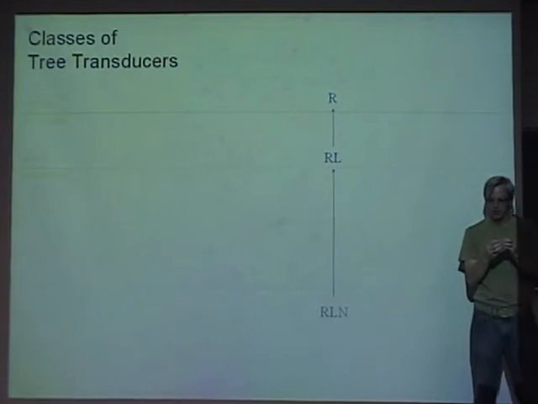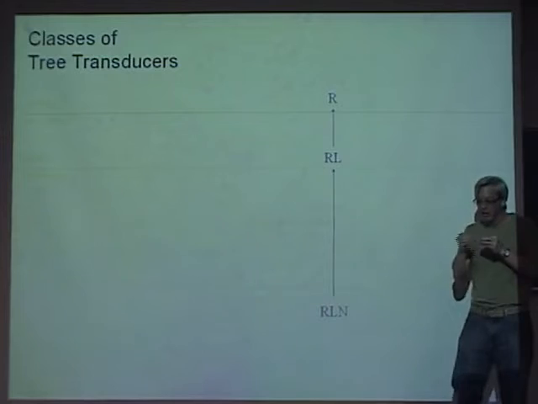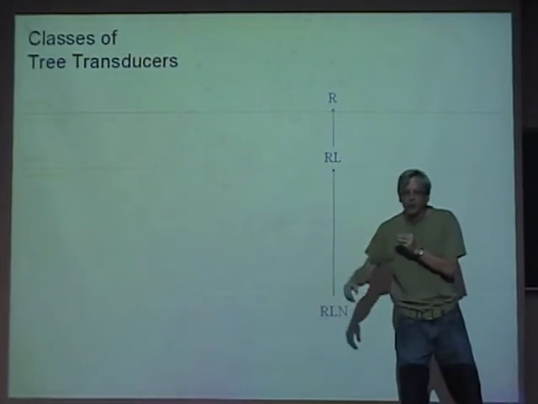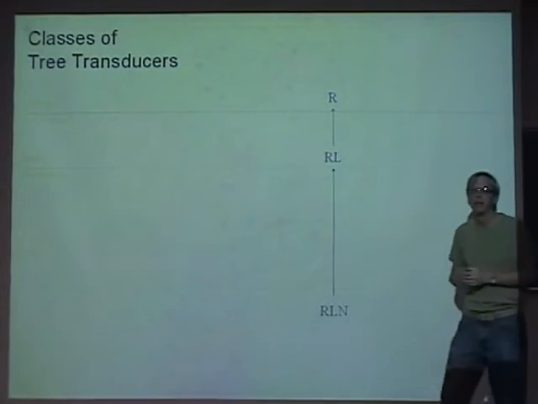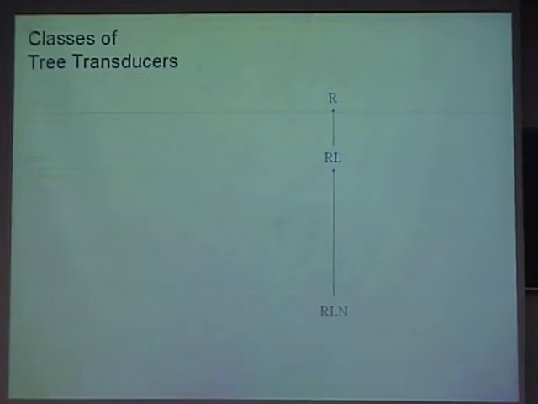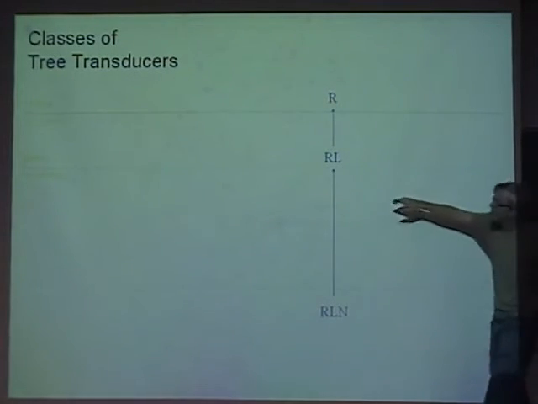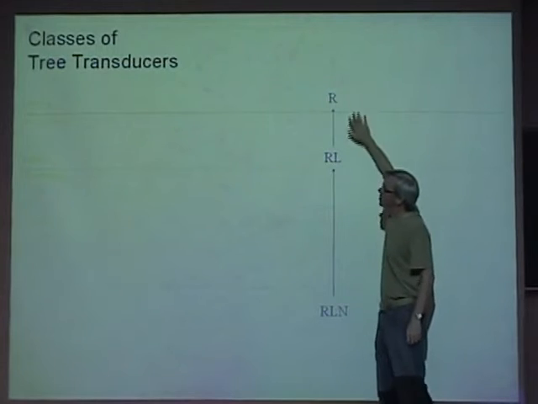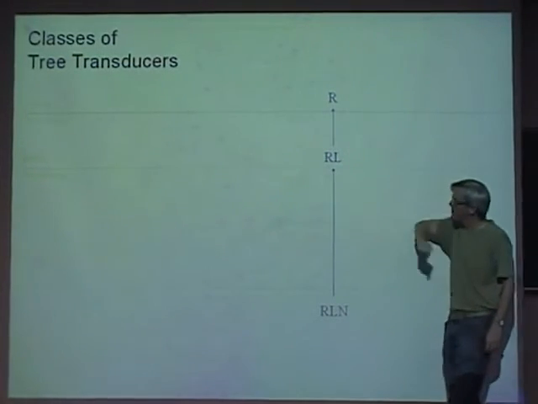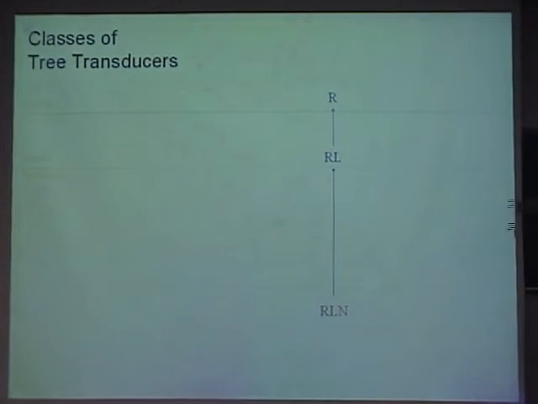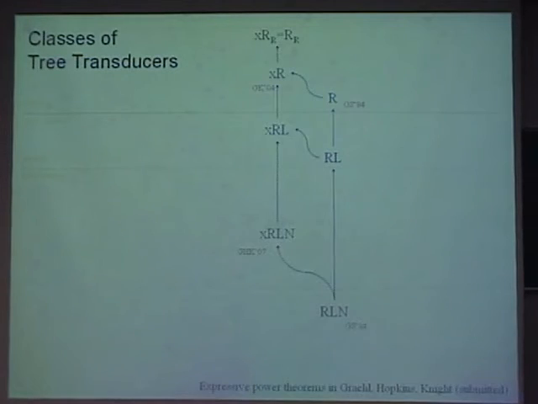If you're used to string transducers, what if you didn't have to look at the rest of the string? You could just quit right there. Then you can do that too. You can delete whole subtrees without looking at them. So some of these things are copying, some of them can't copy, some of them can delete subtrees, some of them can't delete subtrees. And this is standard from the tree automata literature.